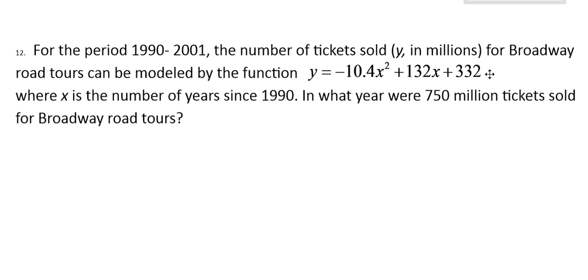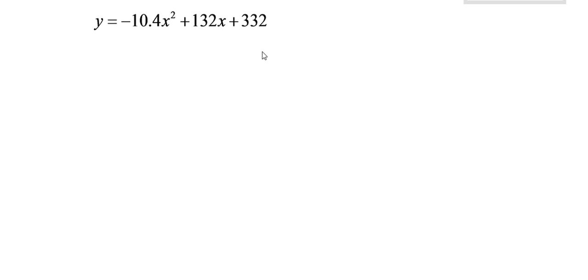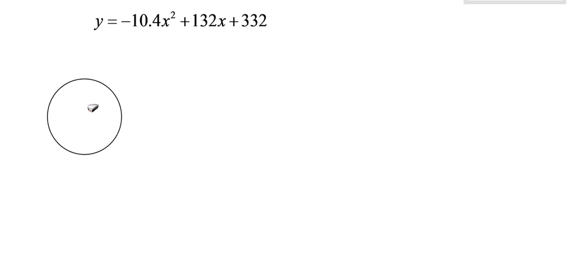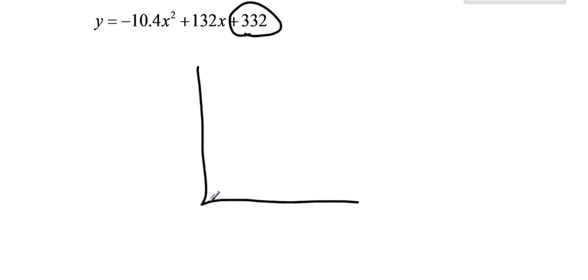But first, let's again look very carefully at the equation and make sure we understand it. So here it is. It's an equation in standard form. And we were told that y represents the number of tickets in millions, and x represents the number of years since 1990. So if I let x equal 0, that would be 1990. x equals 1 would be 1991, and so on. It's obviously a quadratic equation. It's negative, and the starting value is 332. So presumably, in the year 1990, which is when x equals 0, 332 million Broadway tickets were sold. And then it went like this, and then presumably like this.